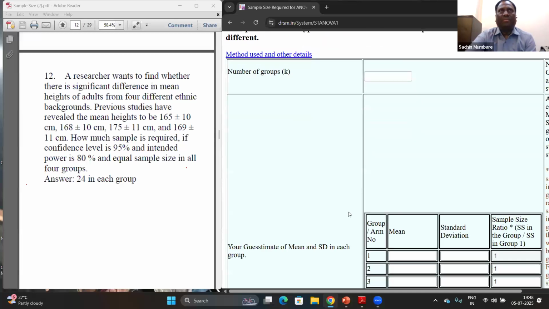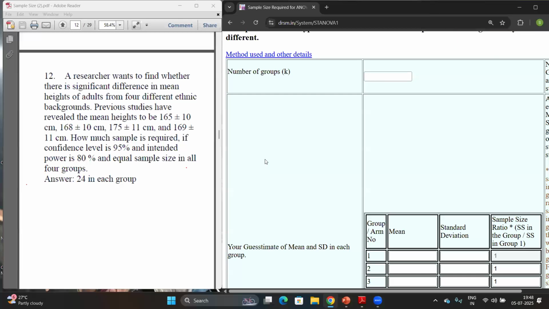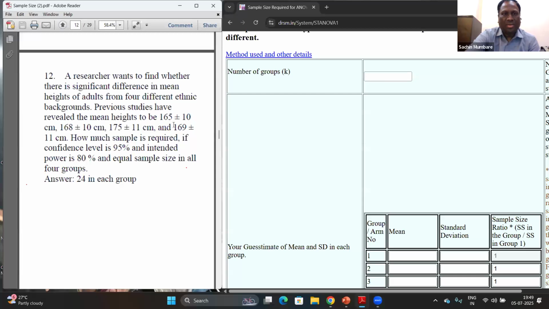This is in ANOVA, because 1 is to 2 is to 1 means there are more than 2 groups. That means the applicable test here is ANOVA. Am I correct? Yes, sir. Now, this is the example I'm showing here. There are 1, 2, 3, and 4 different ethnic groups, and we want to compare the mean heights in those 4 ethnic groups.